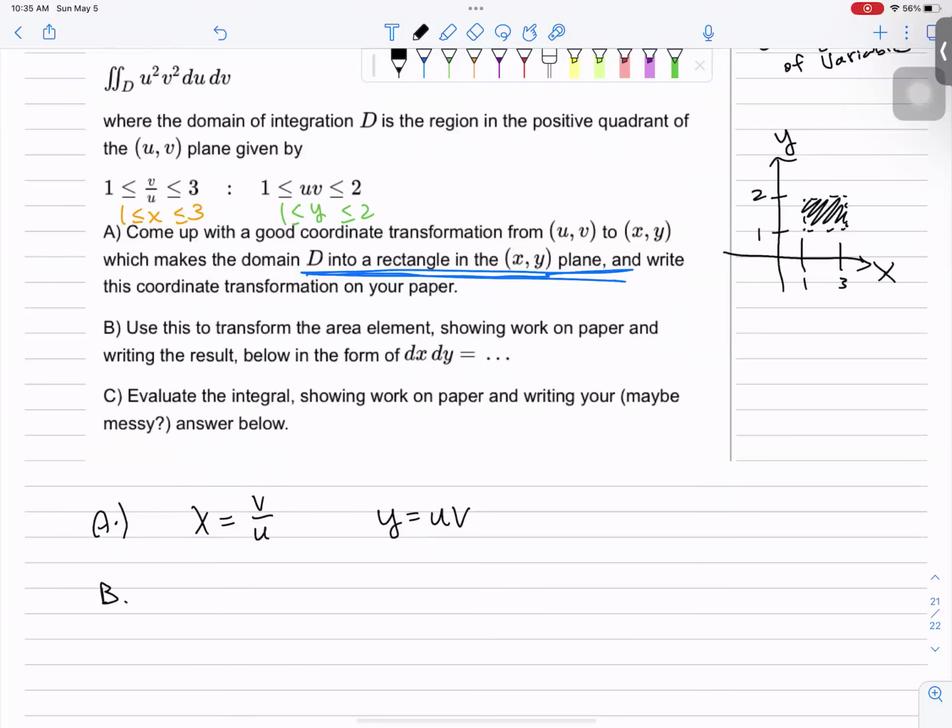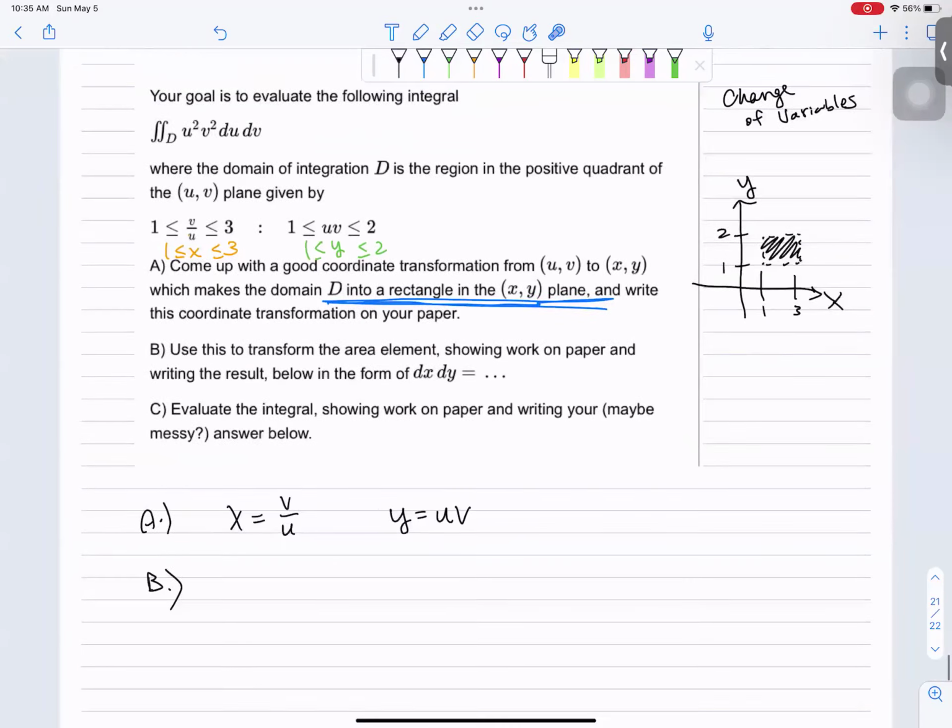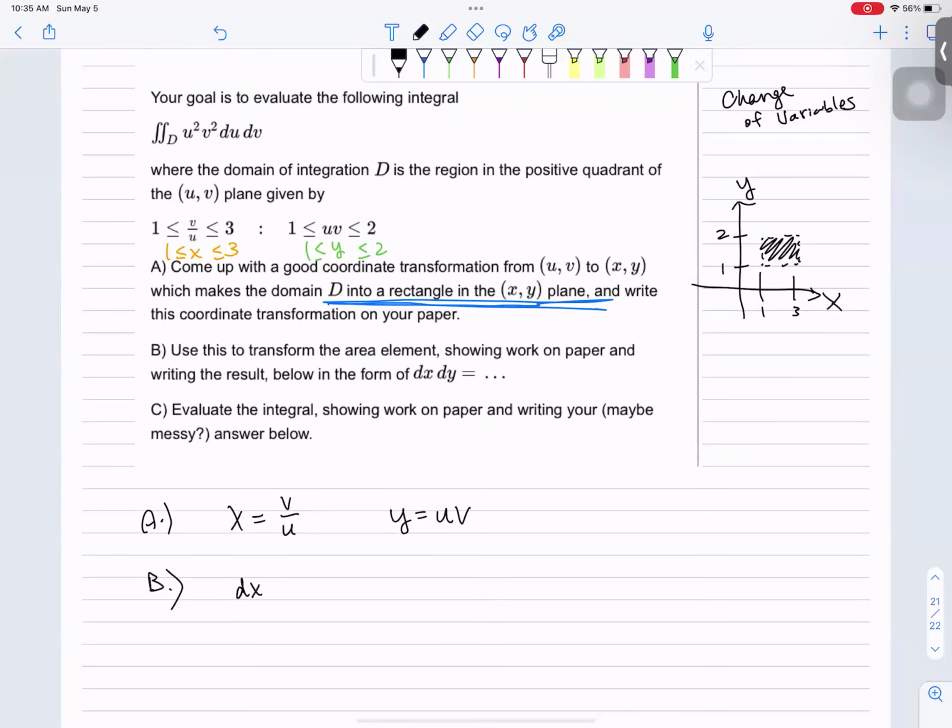All right, so that was my transformation. Part B says use this to transform the area element, showing work on the paper. And they want us to write dx dy equals something. What does the change of variables theorem say? It says dx dy equals the absolute value of the determinant of this Jacobian, this derivative matrix, where x and y are the outputs and u and v are the inputs.